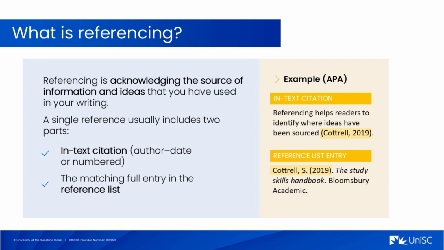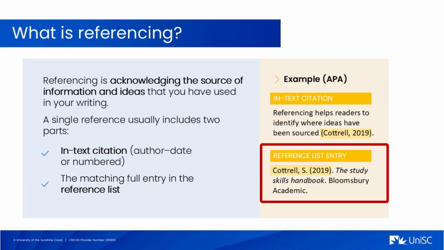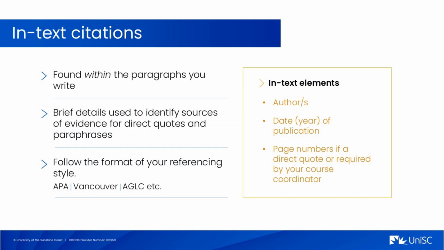Let's look at how it appears in your writing. There are two parts to a reference: the in-text citation, where you acknowledge the source, and the matching full entry in the reference list at the end of your assignment. An in-text citation appears within the sentences and paragraphs you write. It briefly shows where an idea, quote, or piece of evidence comes from. In APA style, this usually includes the author's surname, the year of publication, and a page number for direct quotes. Use in-text citations whether you've paraphrased in your own words or quoted directly.